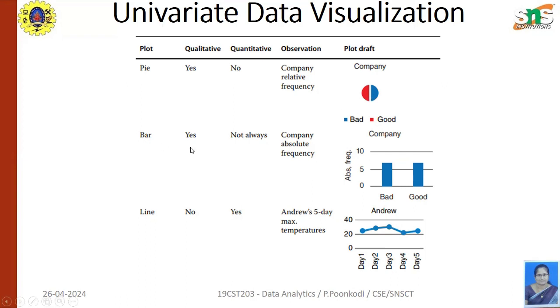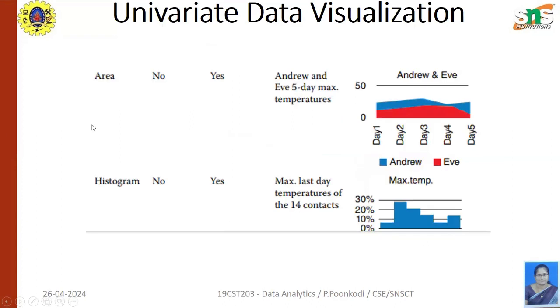The bar chart also belongs to qualitative data, and it is represented in a bar graph. The line chart is similar: the maximum temperature of a place is represented in a line chart. Basically, it is a quantitative attribute. The area chart and histogram are also quantitative. The maximum temperature over five days is displayed here, and the maximum temperature of 14 instances is displayed in the histogram.